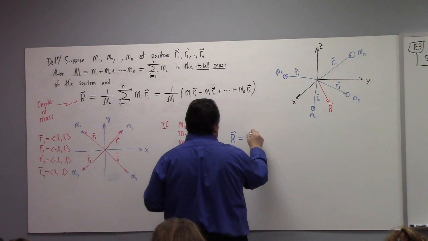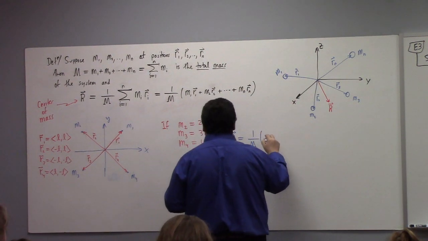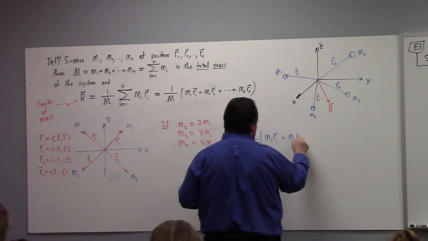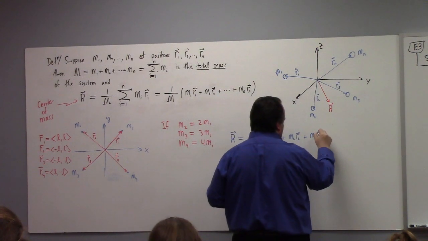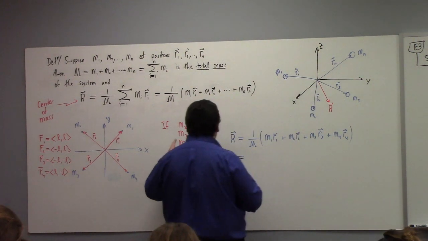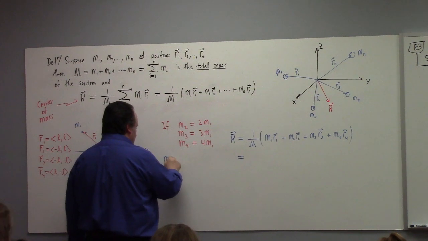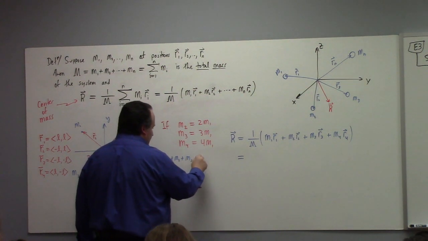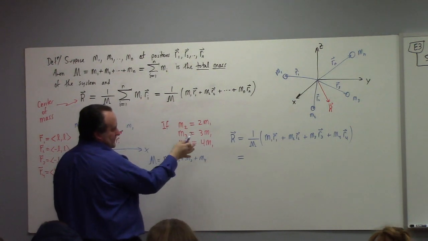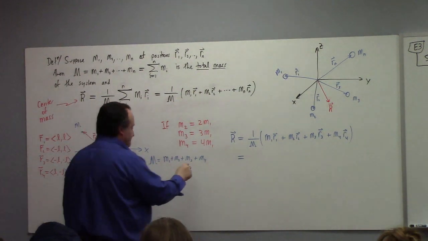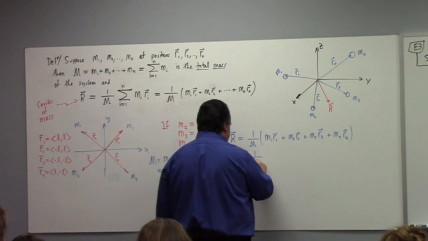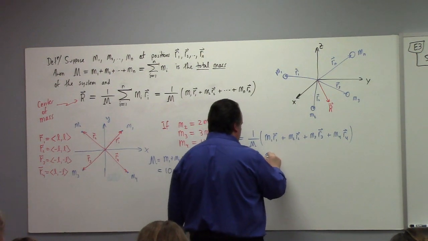R is equal to 1 over big M times M1 R1 plus M2 R2 plus M3 R3 plus M4 R4, by definition, a center of mass. Now, if I add these masses together, what's M1 plus M2 plus M3 plus M4 here with my made-up example? 1 plus 2 plus 3 plus 4 is 10. 10 M1, right? So I've got 1 over 10 M1, and then I've got M1.